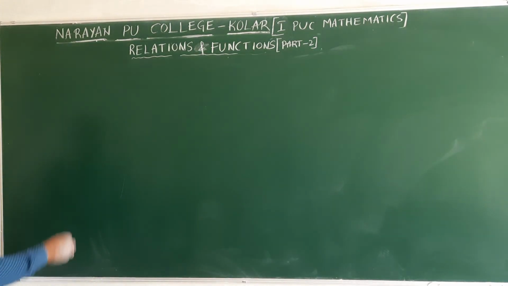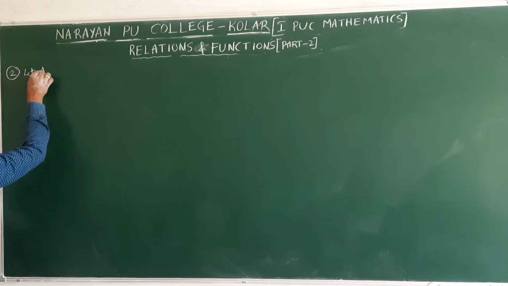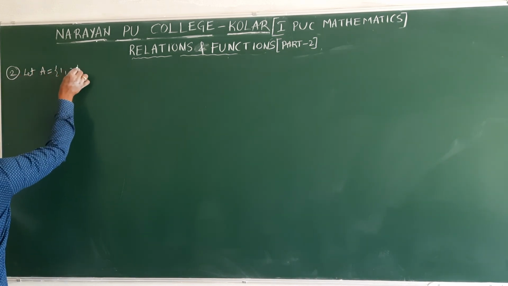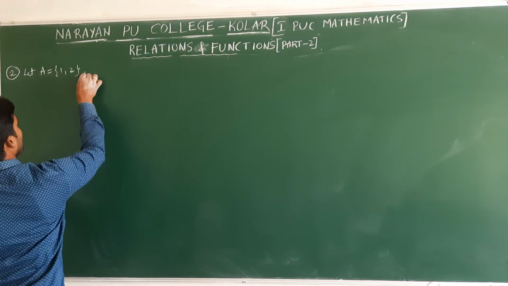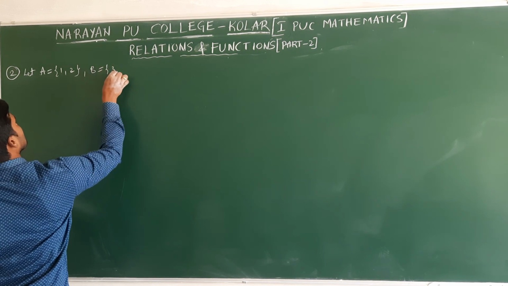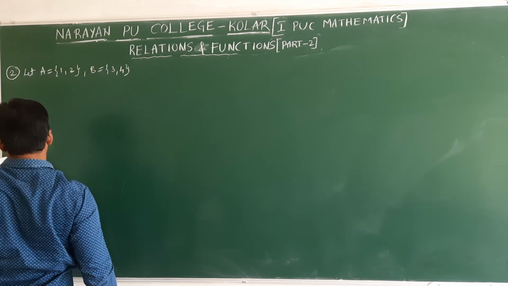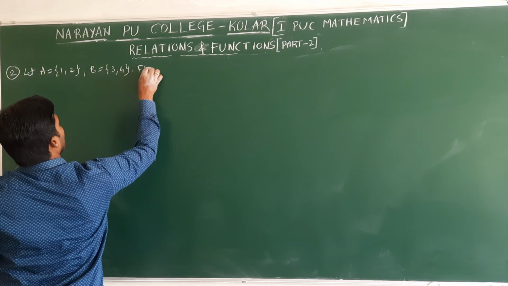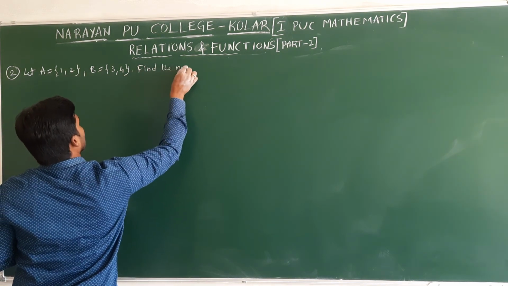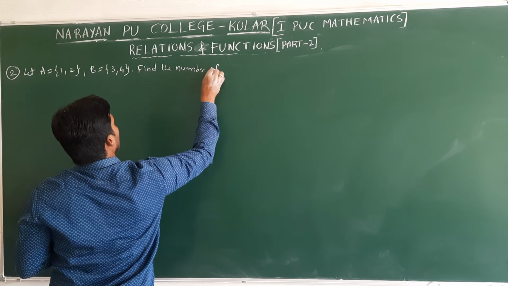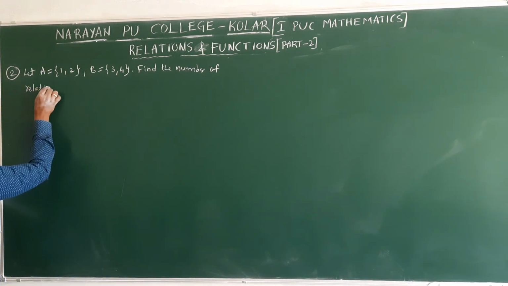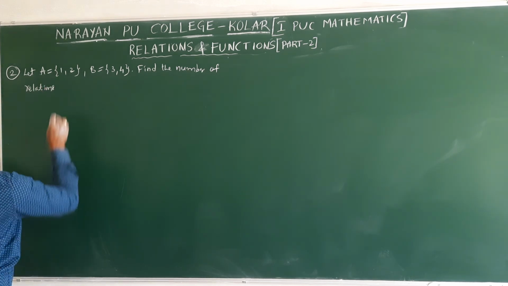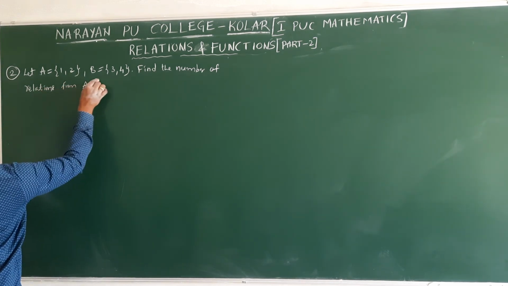So next one. Let capital A equal to the set of 1, 2, B equal to the set of 3, 4. Find the number of relations from A to B.